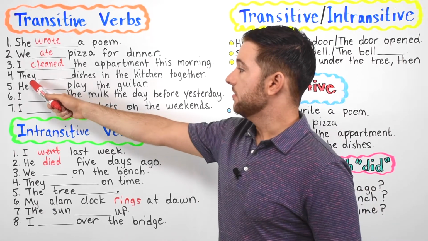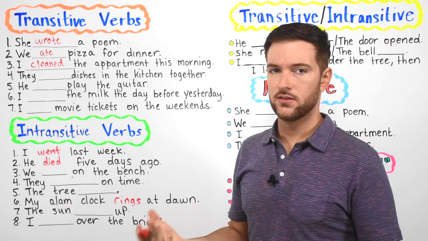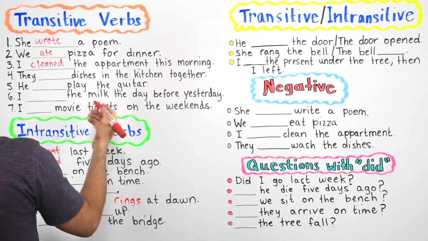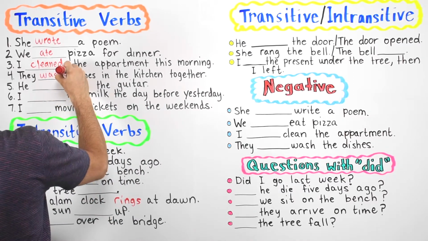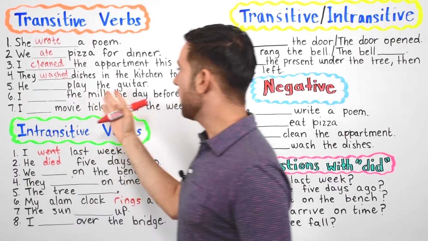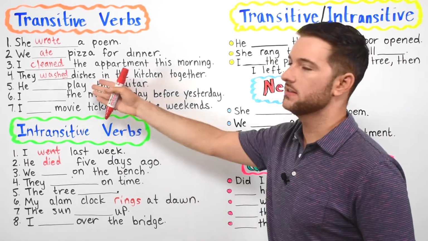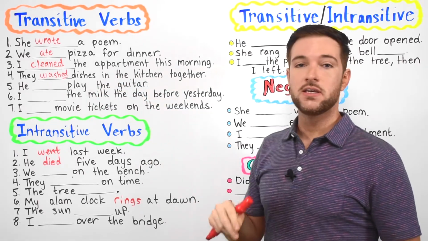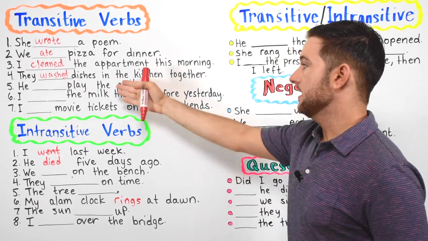Number four, they blank dishes in the kitchen together. What can we say here? We could say they washed. Okay, with an ed. You'll see that we have the past here. Okay, so they washed dishes in the kitchen together. Ils ont lavé la vaisselle. Okay, laver la vaisselle is to do the dishes, right? We say in English. Okay, so ils ont lavé la vaisselle ensemble, together, dans la cuisine, in the kitchen.